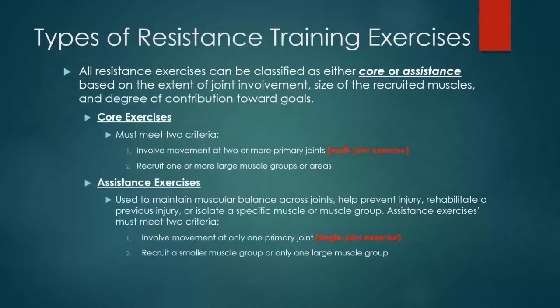Assistance exercises are used to maintain muscular balance across joints, help prevent injury, rehabilitate a previous injury, and isolate specific muscle groups. Before going on, just know that core exercises can be used to rehabilitate previous injuries as well, because a push-up is a great rehabilitation exercise, and that's a core exercise. It's multi-joint and stressing a big muscle, right? But assistance exercises have to meet two criteria. They're single joint, only involving movement at one joint, and they recruit smaller groups like the biceps or the triceps. So a bicep curl or a tricep extension is a single-joint assistance exercise.